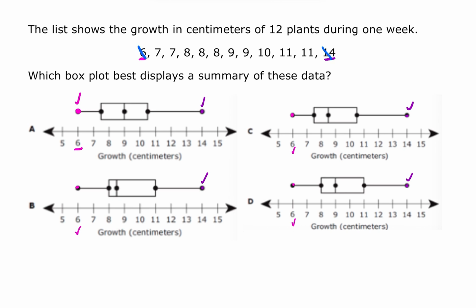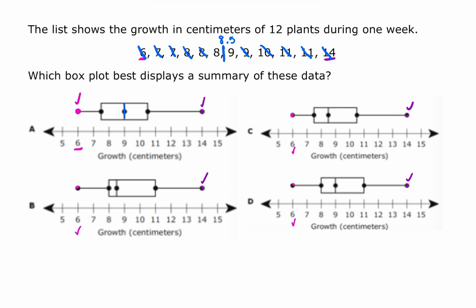So 6, 7, 7, 8, 8, 9, 10, 11, 11, 14. And this is where some of us are getting stuck. Let's double check. I have 1, 2, 3, 4, 5. 1, 2, 3, 4, 5. So now I have 2 numbers in the middle. And when we have 2 numbers in the middle, my median is actually in the middle of 8 and 9. What's in the middle of 8 and 9? 8.5. If you don't remember, you could add together and divide by 2. So my median has to be at 8.5.